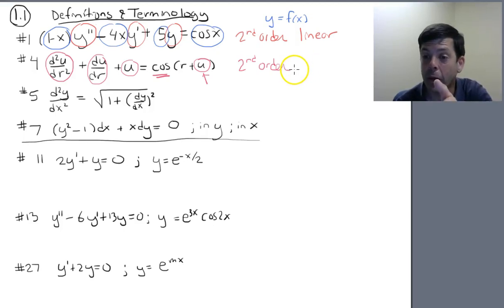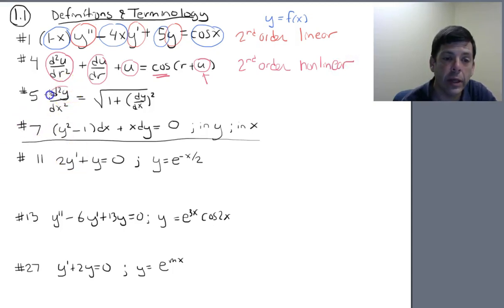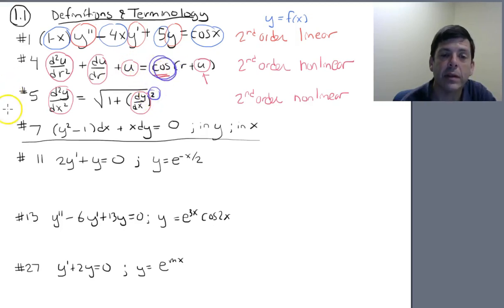But because there's a u buried inside of the right hand function, that u minus cosine of r plus u equals 0, when we look at the stuff involving just the u's, just like we had involving the y's up here, because it's buried, it's nonlinear. And then here we've got a second order differential equation, because we've got derivatives and second derivatives. And this also is nonlinear because of the squaring. This part right here is messing things up, and this part here is messing things up. All right.